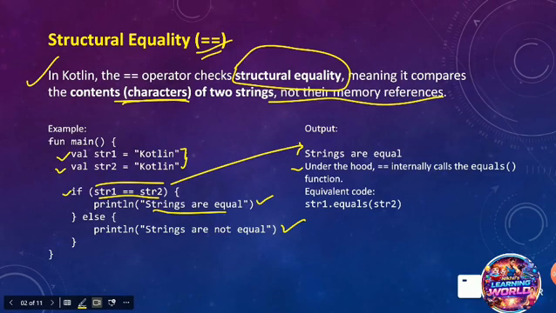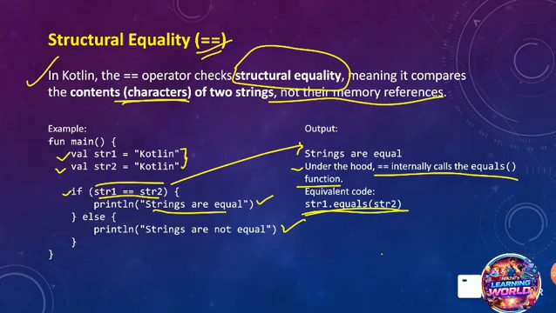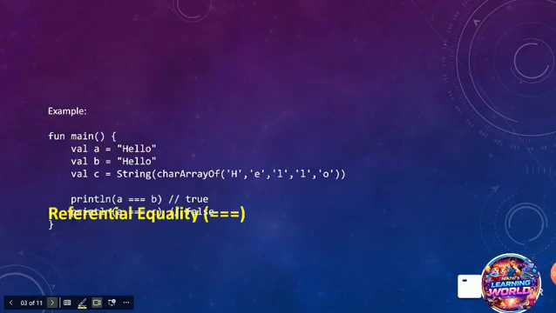Behind the scenes, Kotlin converts double equals into a call to the equals function. Equals is an inbuilt function in Kotlin. So both are the same, but in the backend Kotlin converts the double equals into the equals function, right? This is very important, keep it in mind.